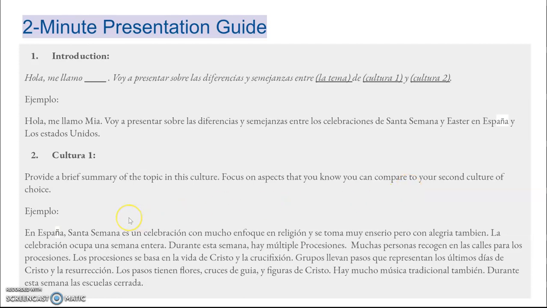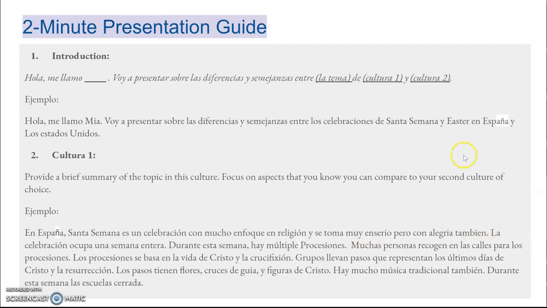So here is an example I have, and I just talked about how Santa Semana is very much focused on symbols in Catholic religion, and that is very serious, but also a very joyful celebration. And I pointed out that this celebration takes up an entire week. I talked about the processions, which is all stuff that was mentioned in the video that was put previously in this online module.